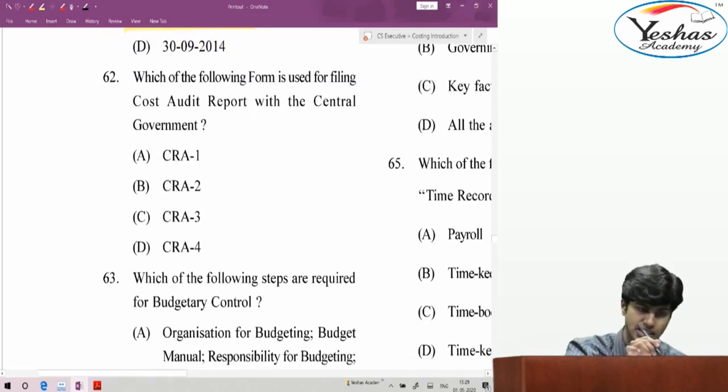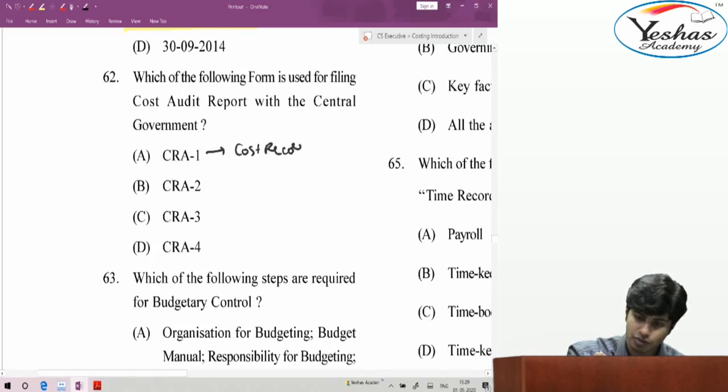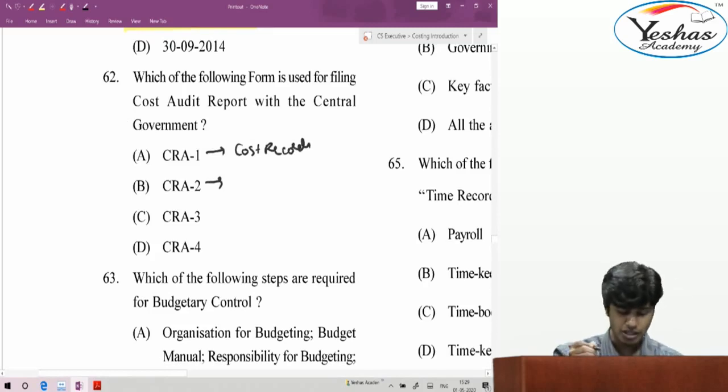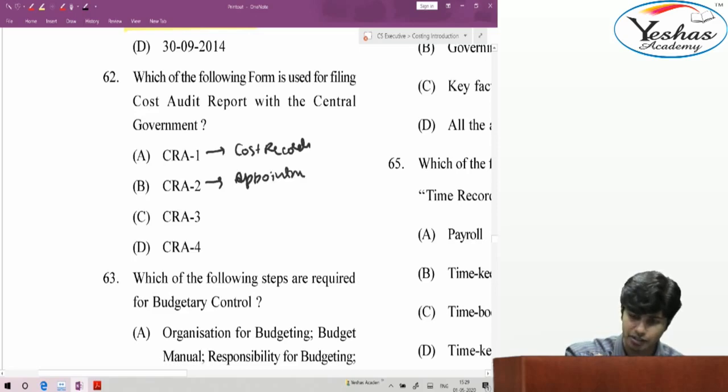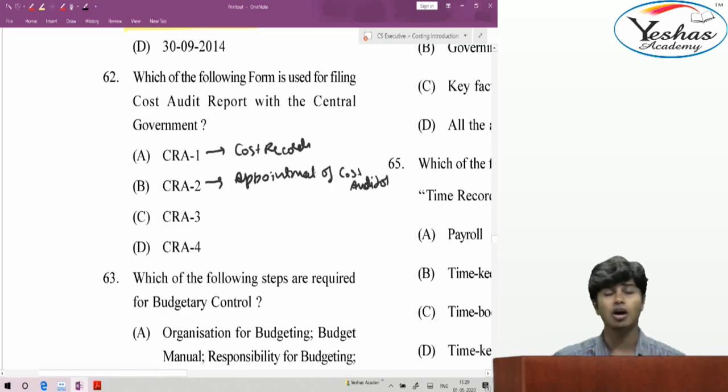The 62nd one talks about CRA. There are several CRAs that we need to know. What does CRA 1 deal with? CRA 1 tells us how to maintain cost records. What does CRA 2 deal with? CRA 2 deals with the appointment of a cost auditor. Whenever a cost auditor is appointed, the e-form in which the filing of this appointment is made with the registrar is CRA 2. CRA 3 is the audit report.